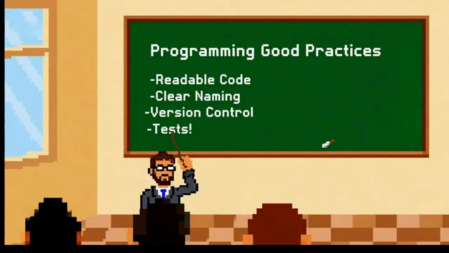Error messages deserve their own discussion because they're far more important than many developers realize. Error messages are part of your user interface. They're part of the user experience. And yet, how many times have you seen error messages that are completely useless? Error 400. Invalid input. An error occurred.